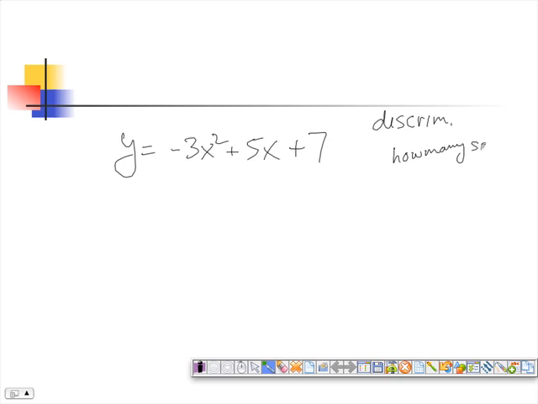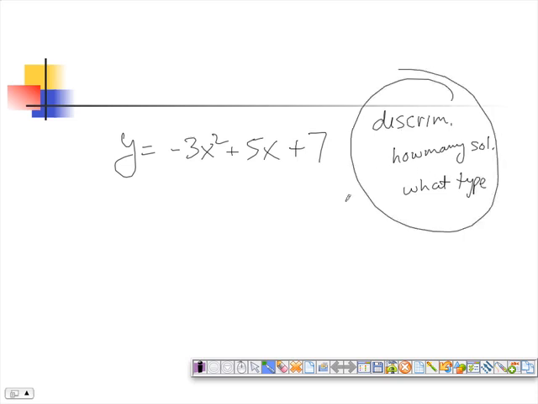So let me give you an example. Let's see. y equals negative 3x squared plus 5x plus 7. Tell me what the discriminant is. Tell me how many solutions and what type they are. All from the discriminant. Go.